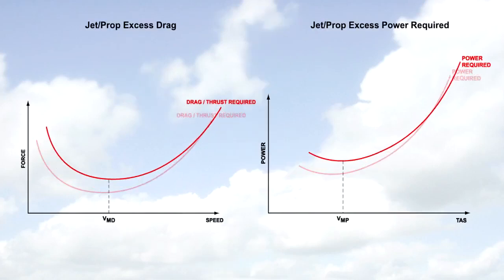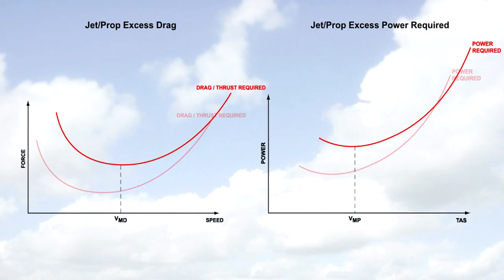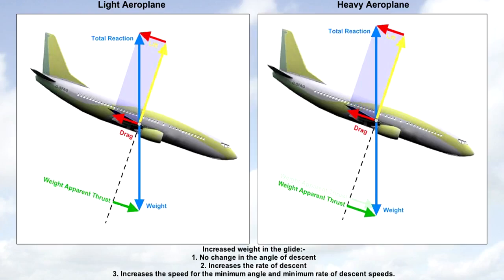You may recall that increases in weight cause both the drag and power required curves to move up and to the right. Remember that this has the effect of increasing the speeds. Therefore, with higher weights, VMD, the speed for minimum angle of descent, and VMP, the speed for minimum rate of descent, will both increase. In summary, therefore, weight has no effect on the minimum angle of descent, but it will increase the speed along that descent gradient, and therefore it will increase the rate of descent.